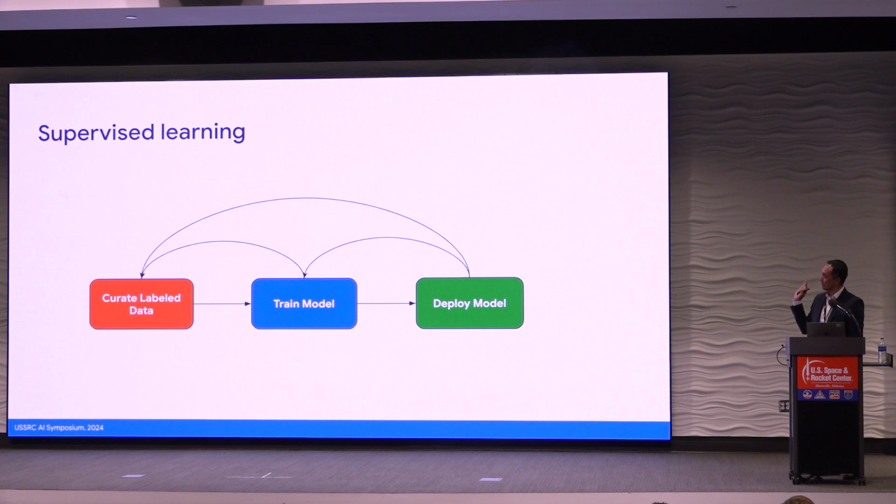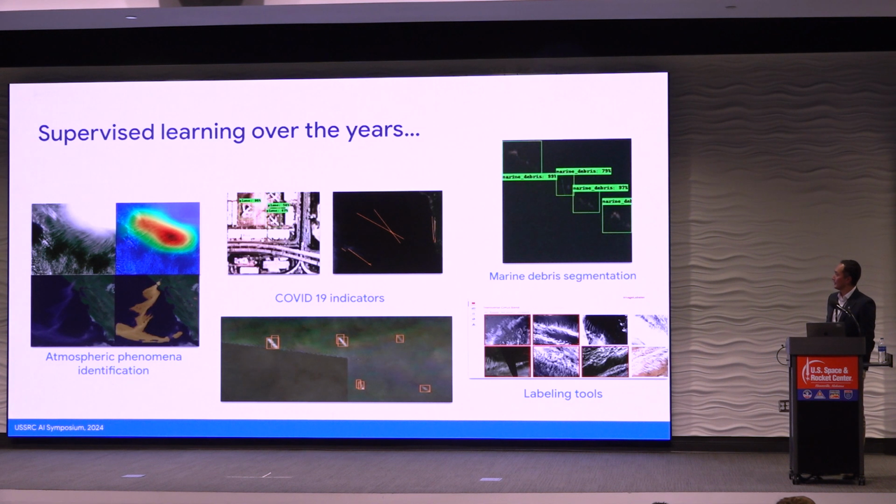This was by far the dominant way of using machine learning within NASA science. We funded a lot of effort to curate the training datasets and to create task-specific models, and we've had a lot of success there. This is some of the work done by the community. A lot of work has gone around satellite imagery that is relevant to societal benefit.